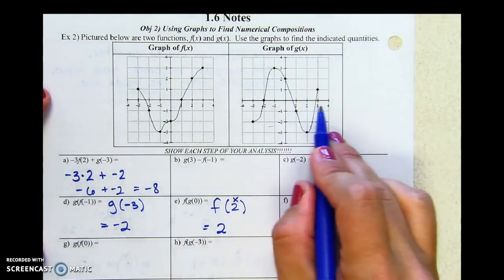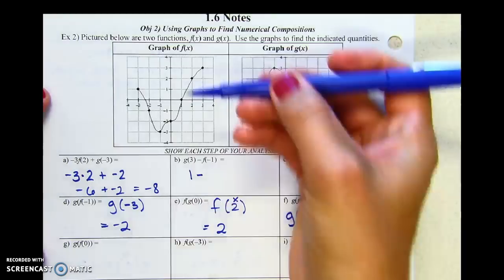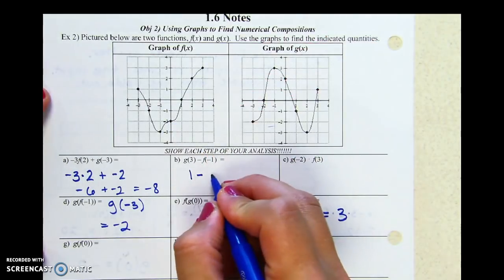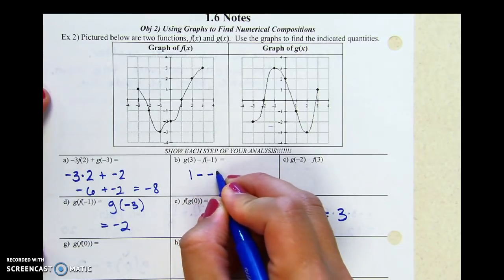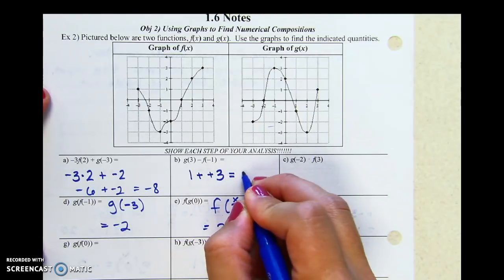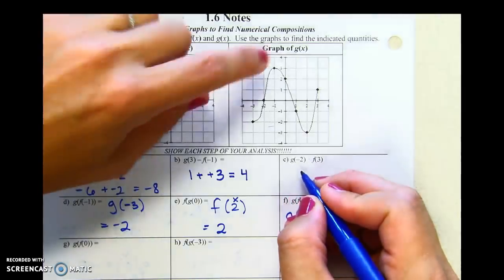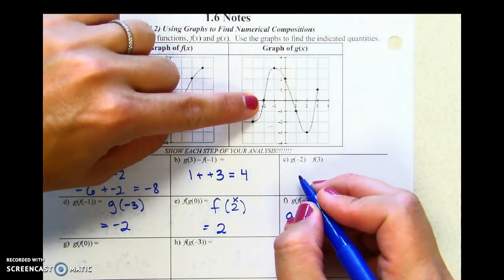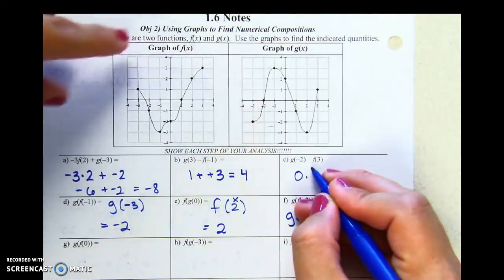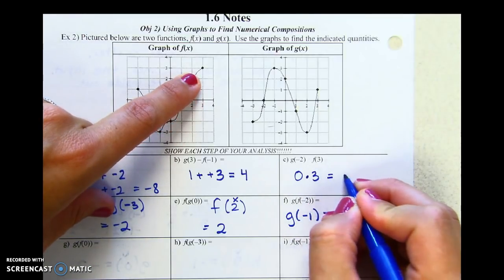G of 3. G of 3 is 1 minus f of negative 1, f of negative 1, y value, negative 3. What happens when you have 1 minus a negative? It becomes plus. 1 plus 3, 4. G of negative 2, what's the y value there? 0 times f of 3. F of 3 is 3, which is 0.